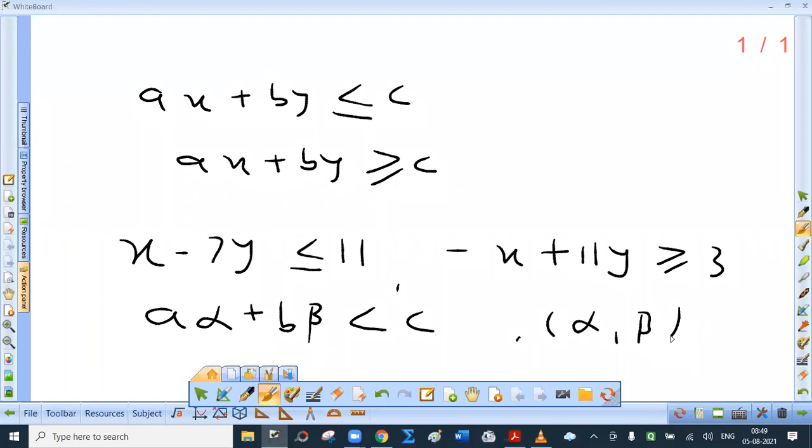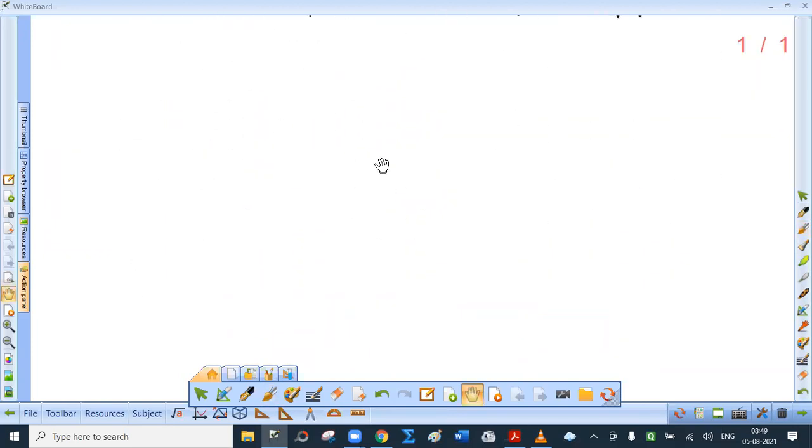The set of all solutions of the inequation is an infinite set. For example, I can give an example.